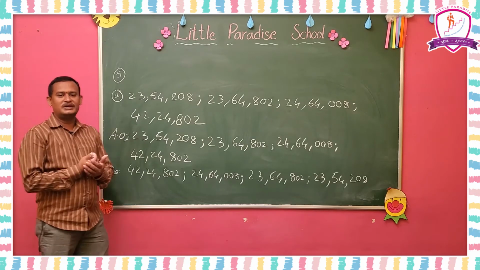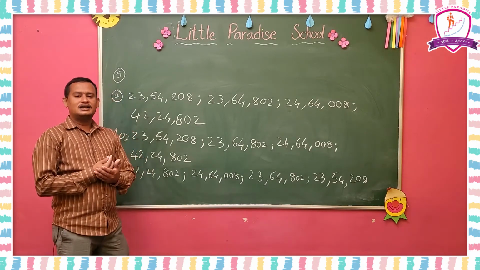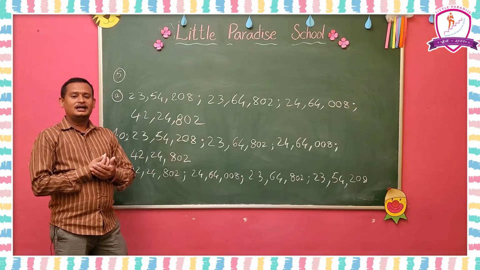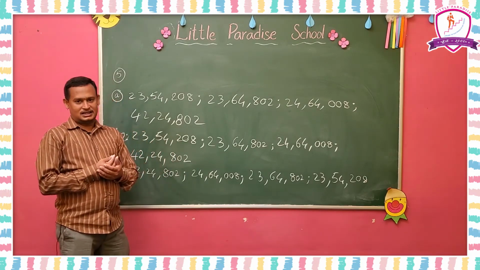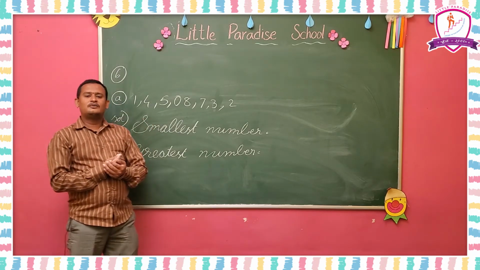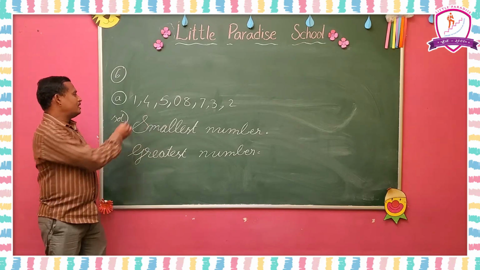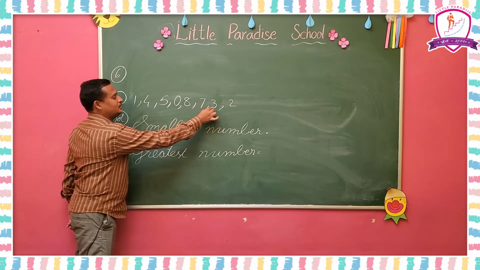Here all of you try to do the B sum in 5th Roman. And next I am going to explain the sixth Roman, sixth checkpoint. We have to form a greatest number and a smallest number using the given digits. Understood? So now observe the sixth Roman, form the smallest and greatest number using the given digits. So in A Roman: 1, 4, 5, 0, 8, 7, 3, 2.